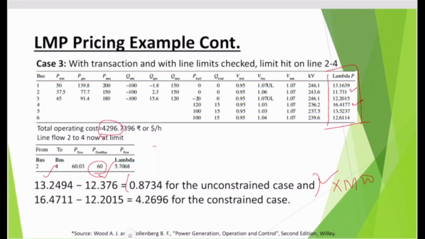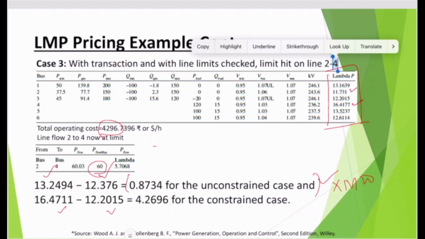Now, if you consider the constrained case, that is your case number 3, the LMP at bus number 4 is 16.4177, and the LMP at bus number 3 is 12.2015, and the difference is 4.2696. So I have to multiply X megawatt with the constraint.